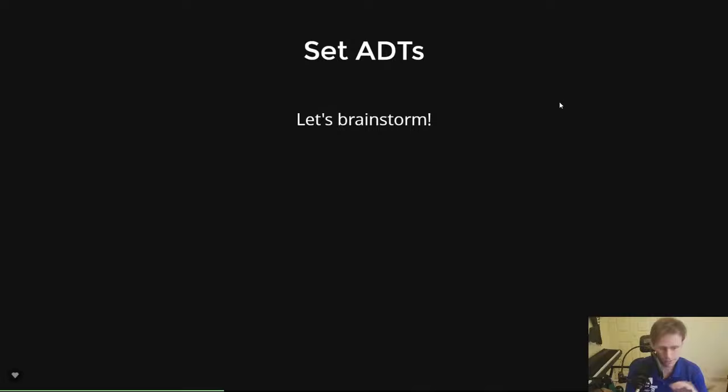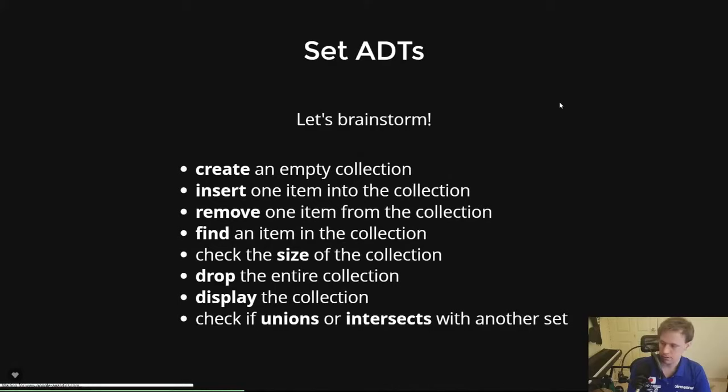So here are some basic operations that we're going to be going through. We're calling it a collection, but it's a set. We want to be able to create an empty set. We want to be able to insert an item into the set. We want to be able to remove something from the set, find something, which I think Zach said, like search a set for a particular thing. We want to be able to check the size of it, which is the cardinality of a set. We want to be able to drop or delete that set. We want to be able to print it, and we want to be able to check if it unions or intersects with another set.